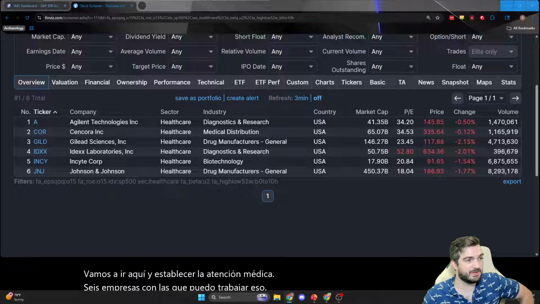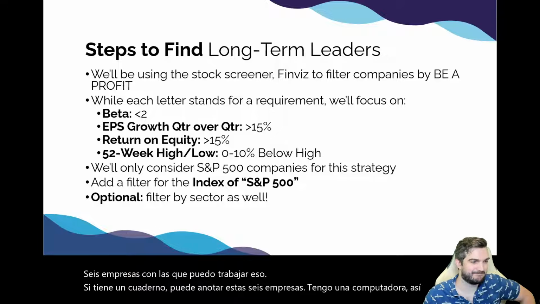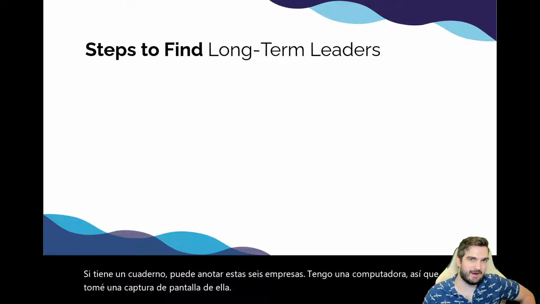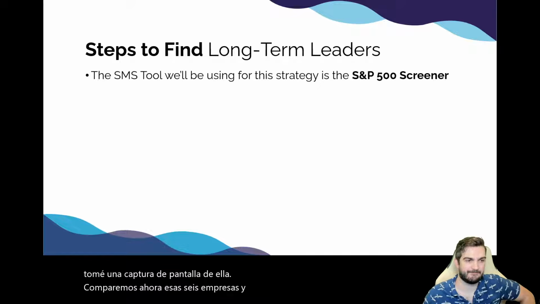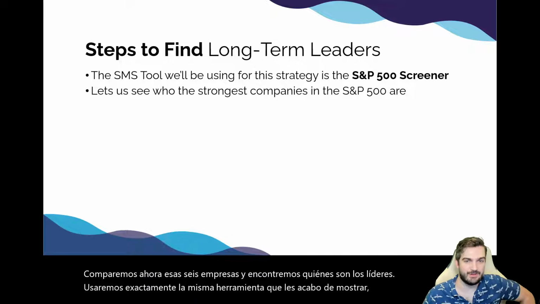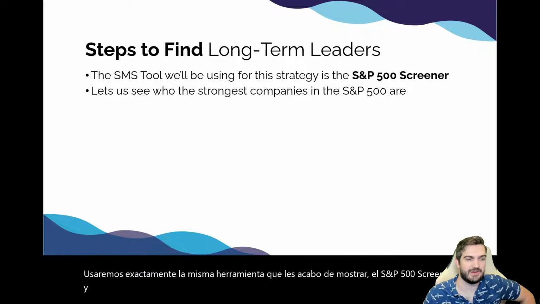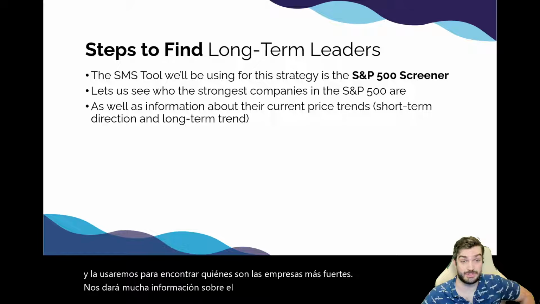If you have a notebook, you might write down these 6 companies. I have a computer, so I took a screenshot of it. Let's now compare those 6 companies and find who the leaders are. We'll use that exact same tool I just showed you, the S&P 500 screener, and use that to find who the strongest companies are. It'll give us a lot of information about their current price trends, short-term direction, and long-term trend.